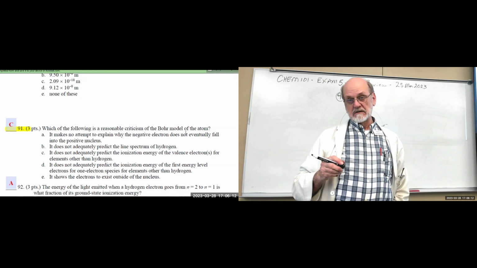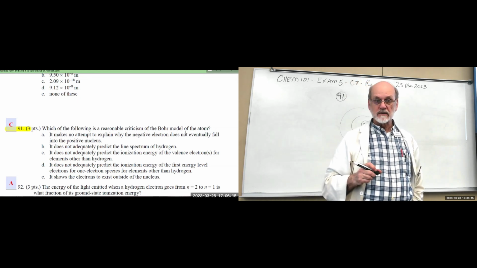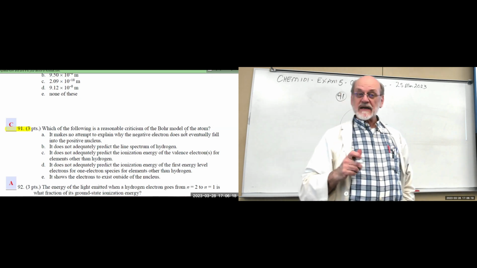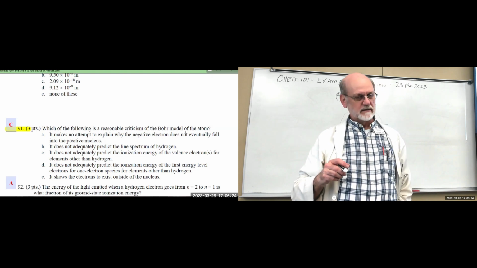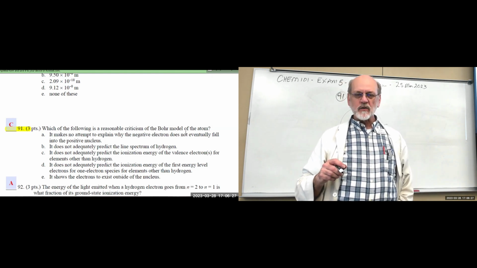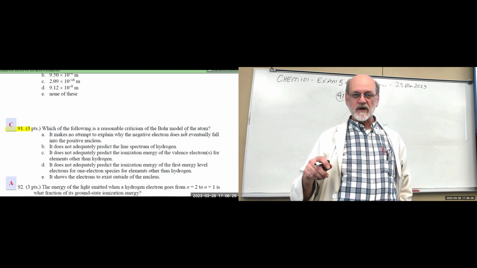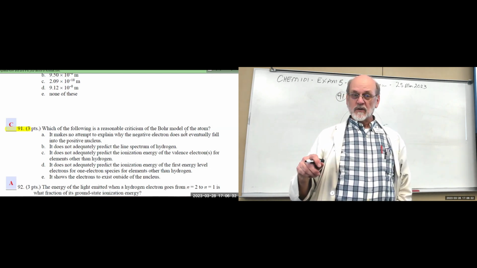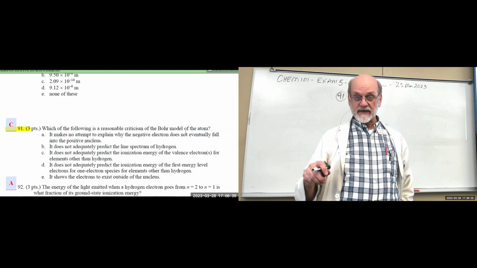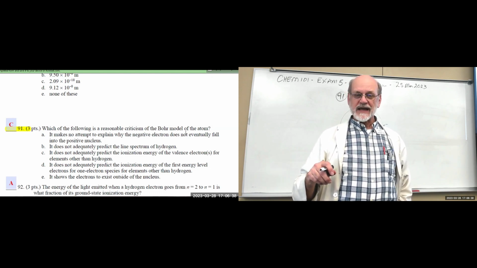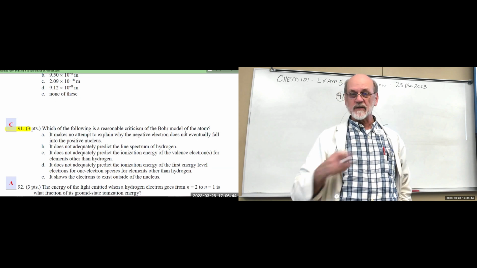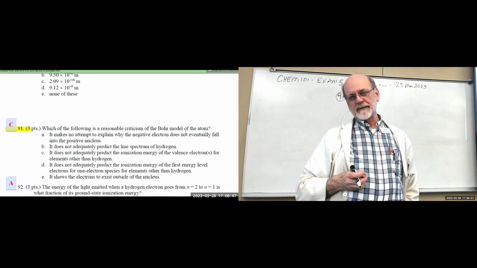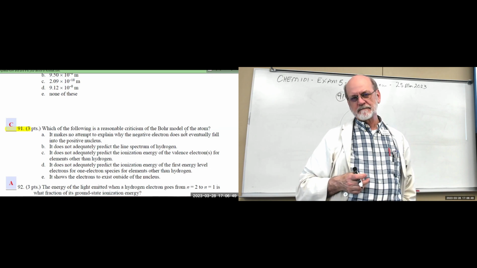Well, yeah, that's possible. B: It does not adequately predict the line spectrum of hydrogen. No, it does that very well. C: It does not adequately predict the ionization energy of the valence electron for elements other than hydrogen. Well, that's true. I mean, it doesn't do that. That's a reasonable criticism. D: It does not adequately predict the ionization energy of the first energy level electrons for one electron species for elements other than hydrogen.